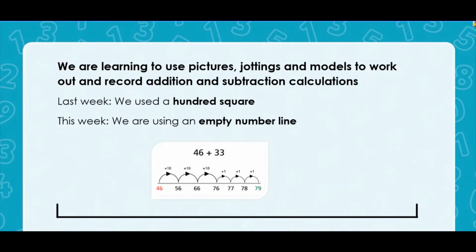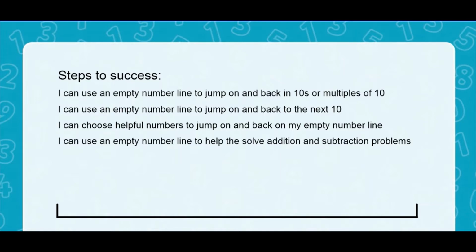In order to be successful today, I want you to confidently jump on and back in tens or multiples of 10. And I want you to be able to jump on and back to the next 10. So if we started with 24, I would jump on to my next 10, which is 34, and I'd be able to jump back from 24 to my previous 10, which is 14.